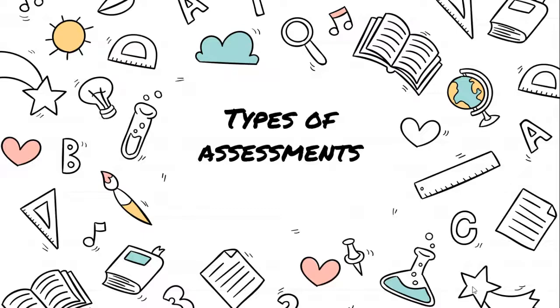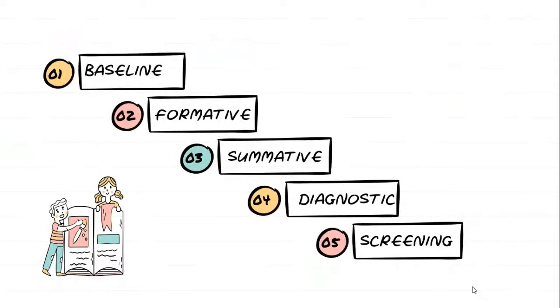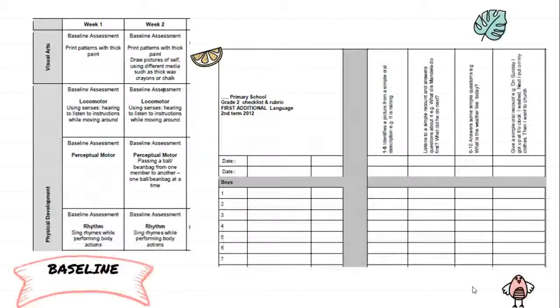Foundation phase. So there are 5 main assessment methods. You have baseline assessment, formative assessment, summative assessment, diagnostic assessment, and screening. So a baseline assessment is to determine what the learner already knows.